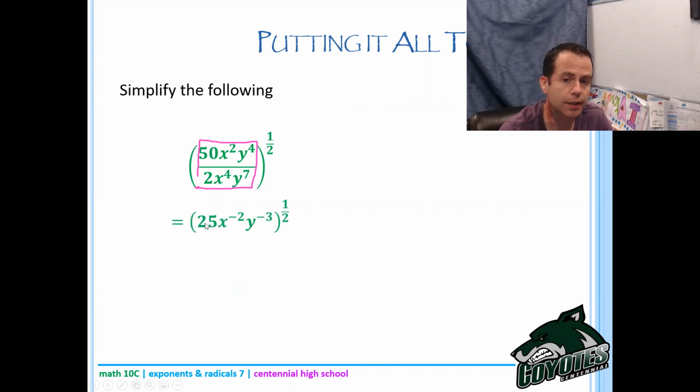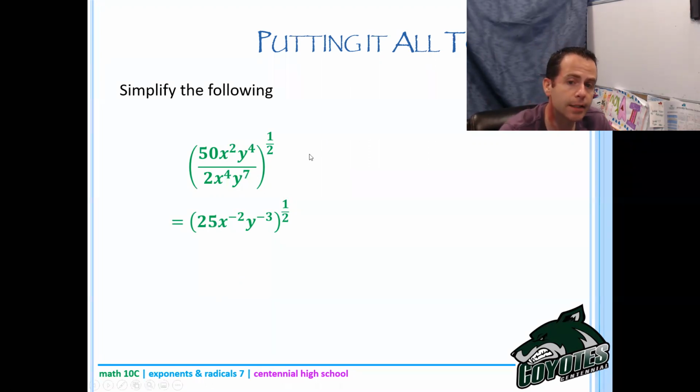So I took this as 25 x to the -2, so that's 2 minus 4 is -2. And then 4 minus 7, because when we're dividing powers of the same base, we subtract the exponents. And so that gave me the y to the -3. Okay, now I'm going to apply the 1/2. A reminder, when it comes to a base, 25 to the 1/2 is the same as saying the square root of 25. So that would be 5.